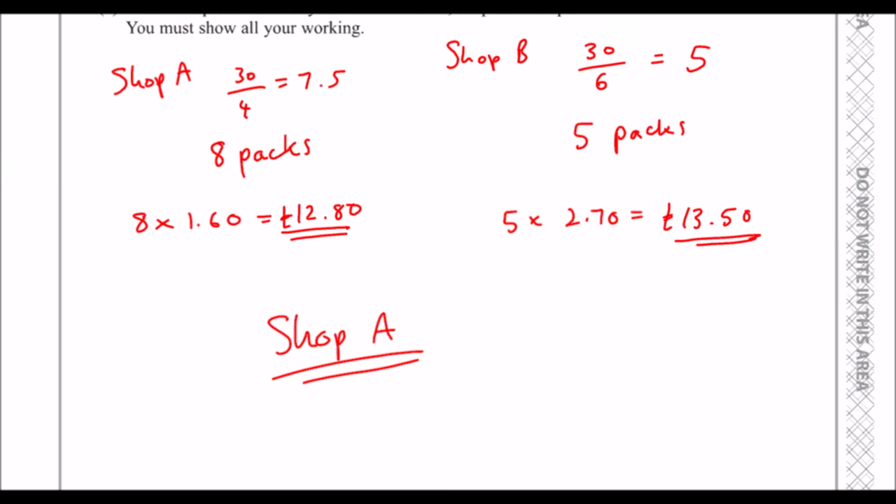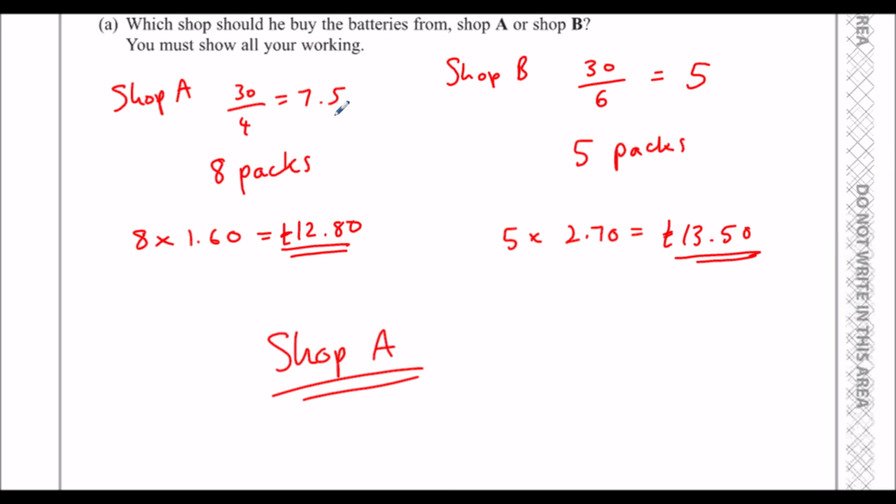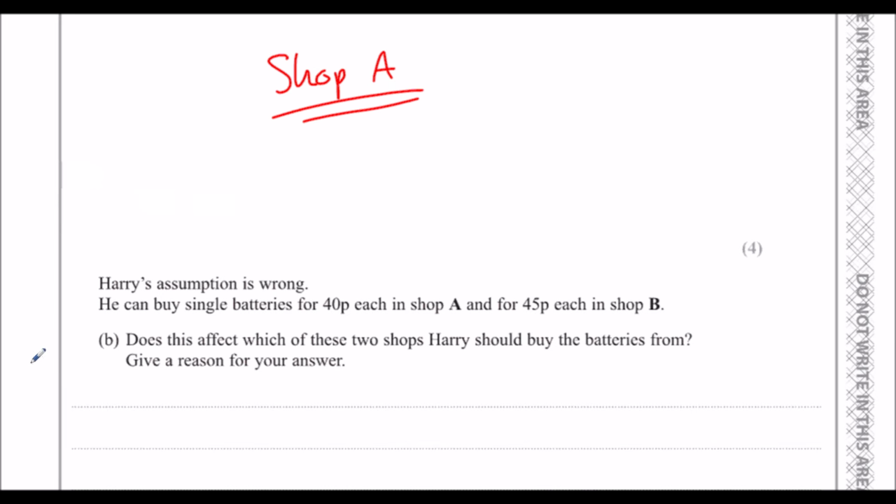So shop A was already cheaper. So he's already buying them from shop A. So if he only had to buy 7 packs and then 2 extra batteries, it's still going to be cheaper because he's bought 8 whole packs and it's cheaper. So it doesn't matter if you can buy individual batteries because it's only going to change the price of shop A, and shop A is already cheaper. So does this affect the answer? No. Shop A will still be cheaper.